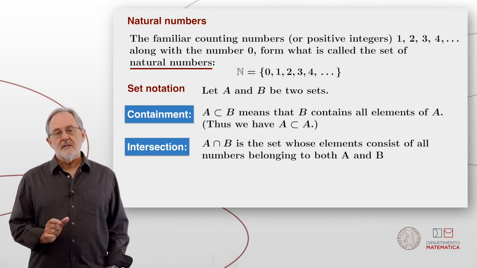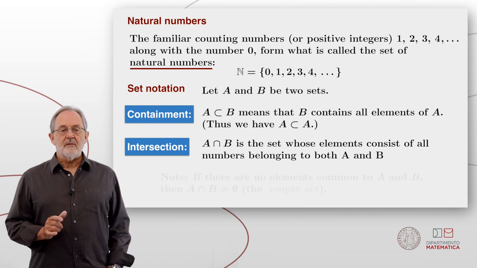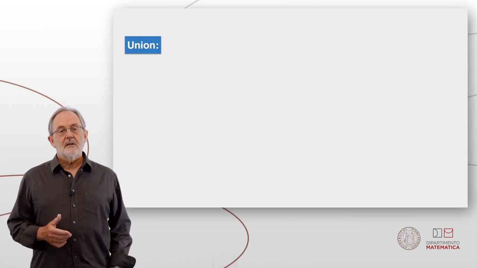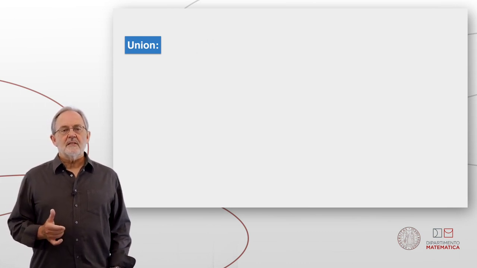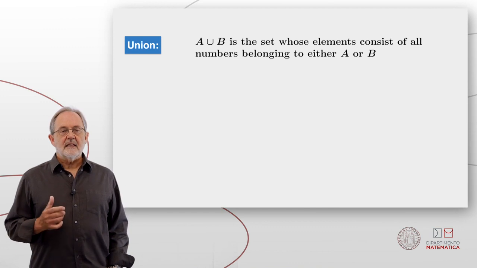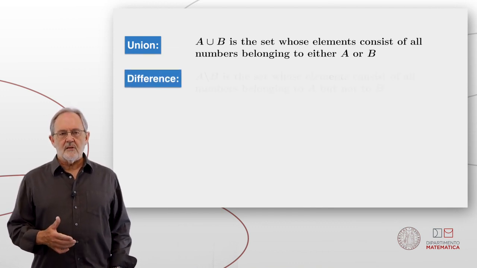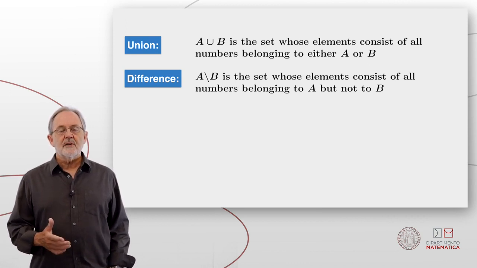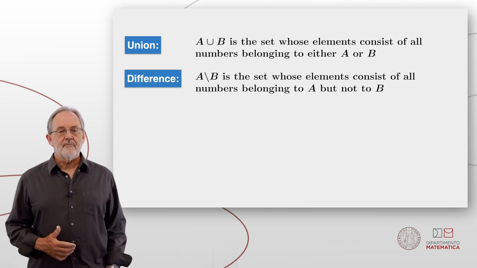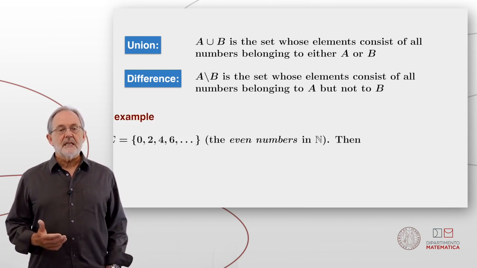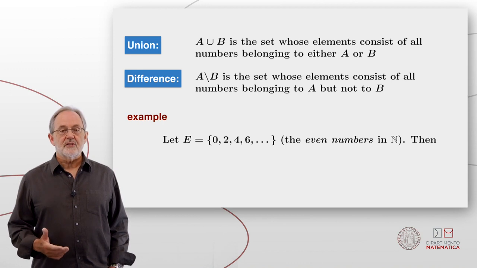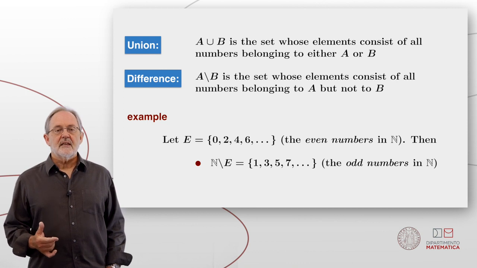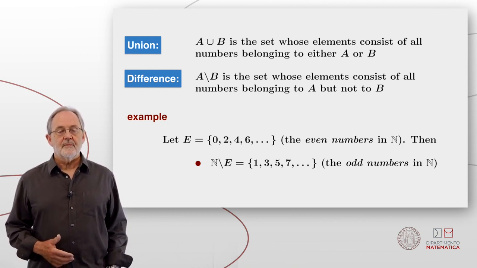Now this raises a question. What if there are no numbers common to A and B? In that case, A intersect B is the empty set. Union. The union of A and B is the set of all the elements in either set, and set difference, A minus B or A delete B, as it's also read, is the set whose elements consist of all numbers in A but having removed those that are in B. For example, suppose E is the set of even integers in N. Then the set difference, N delete E, is the set of odd numbers in N.